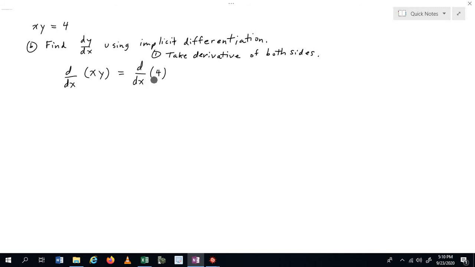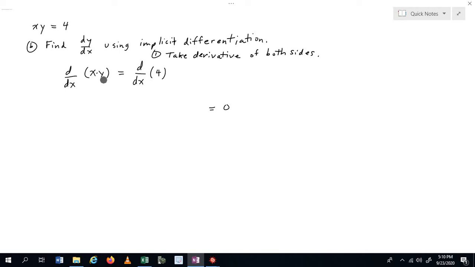Okay, so on the right-hand side, that's not too difficult. The derivative of 4 would be 0, since it's a constant. Now, on the left-hand side, we have to be careful about how we find this derivative. Notice that these are being multiplied. And so if we're going to find the derivative of this, we're going to have to use the product rule. Okay, and the product rule says you take the first function and you multiply it by the derivative of the second function, and then you add that to the second function times the derivative of the first function.